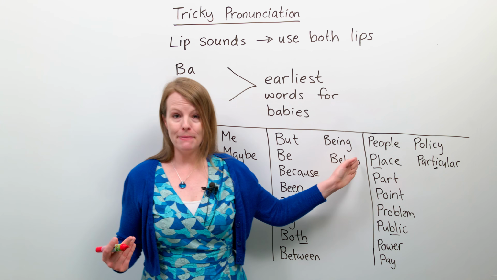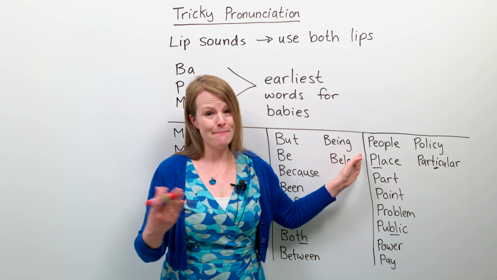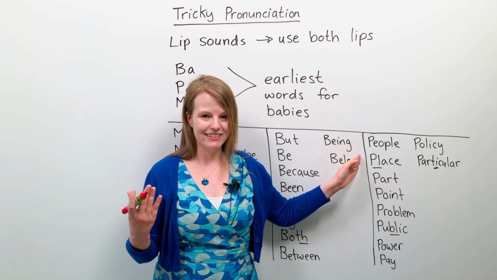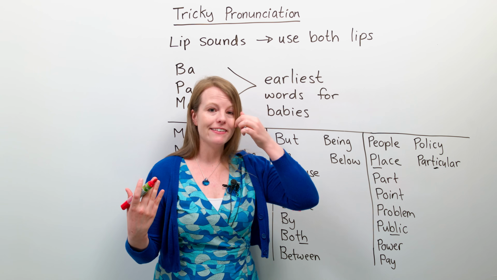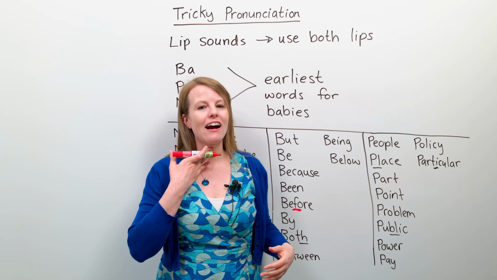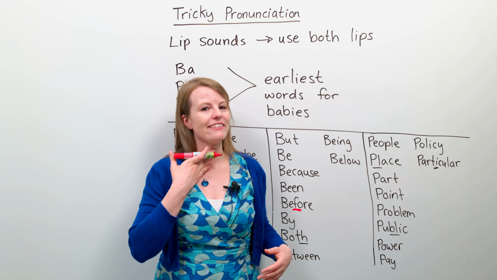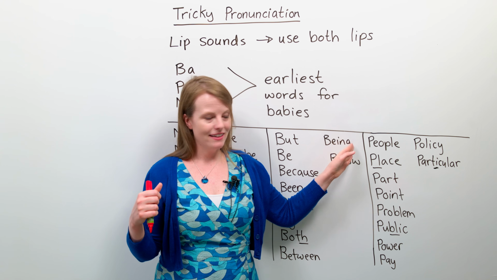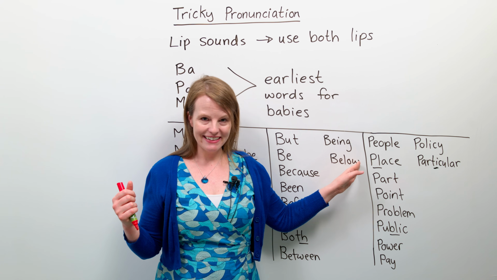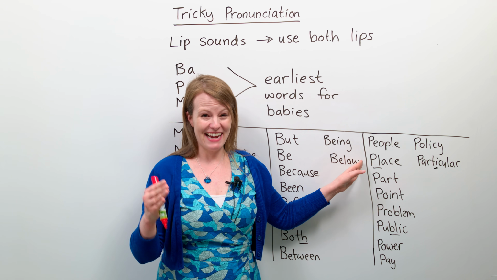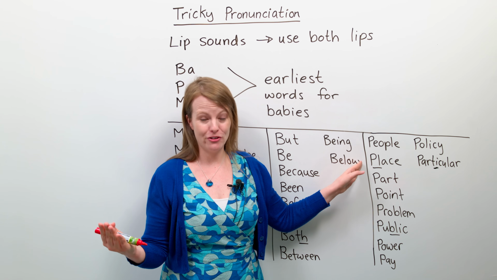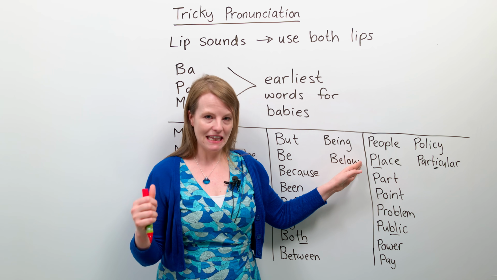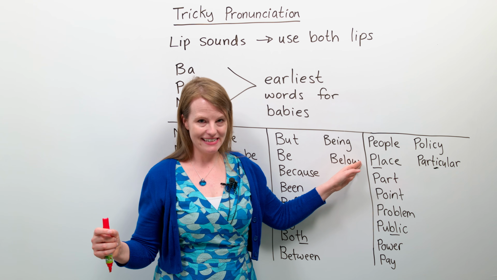All right, let's now look at our P words. So B and P, we do the exact same thing with our mouth and lips. The difference is the P sound, it's what we call a voiceless sound. So our larynx or this area doesn't vibrate when we make it. So let's say the first word, people, place. This might be hard because we have a P and an L, which can be difficult. If you have trouble with this word, try to say it slowly. Place, place, place.